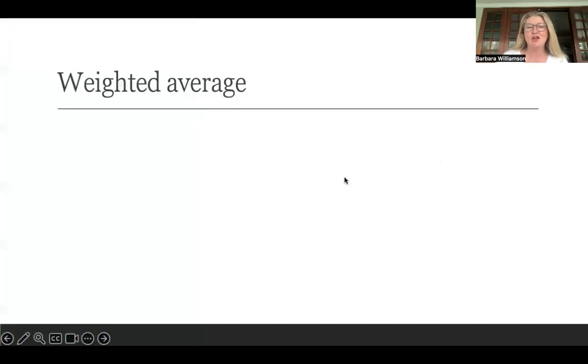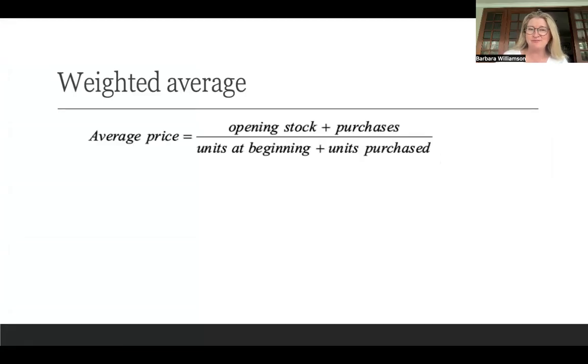Simple. To calculate the weighted average, remember I mentioned previously, it's the same formula as when you're calculating the average share price. It is your value over your quantity. So in this case, you're going to use your opening stock plus your purchases over the number of units you had at the beginning plus your units purchased. Keep in mind that obviously if you had any returns, that would be subtracted. So when I say purchases here, I do mean net purchases.